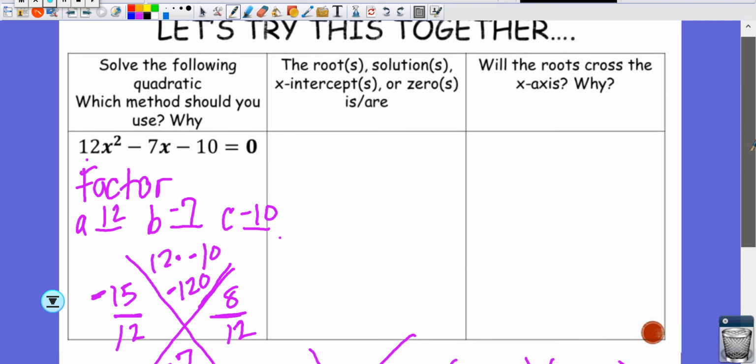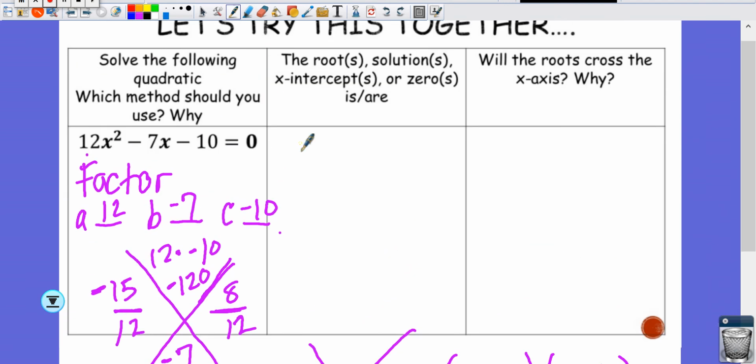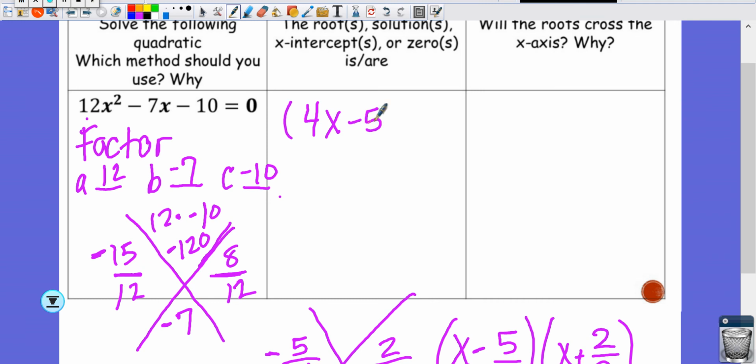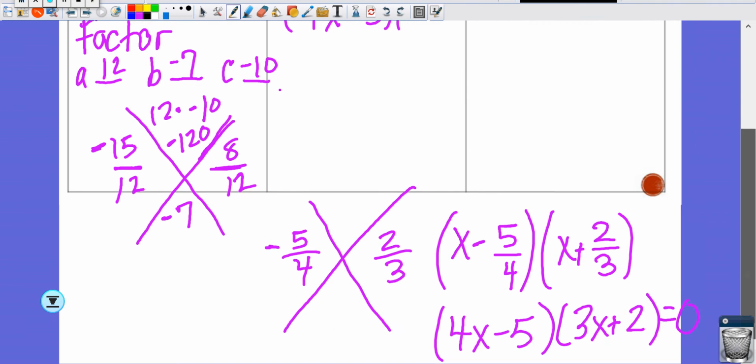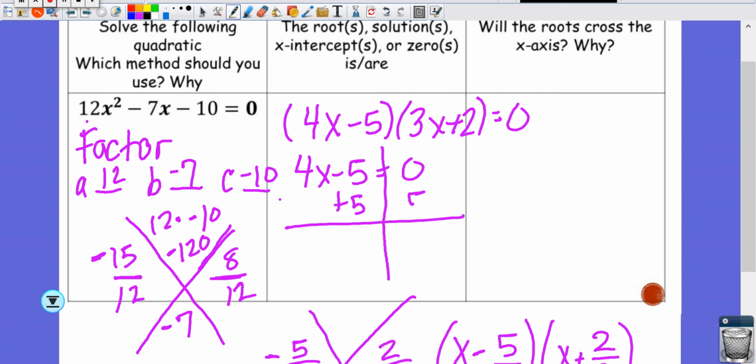So I factored it down, and the problem says, what are the roots? Solutions, x-intercepts are 0. So I'm going to take that factor that I have down there, 4x minus 5 times 3x plus 2 equals 0. Okay, so I'm going to take each one of these factors and set them equal to 0. So 4x minus 5 equals 0. I'm going to use my line method, do my math. Divide by 4, divide by 4.